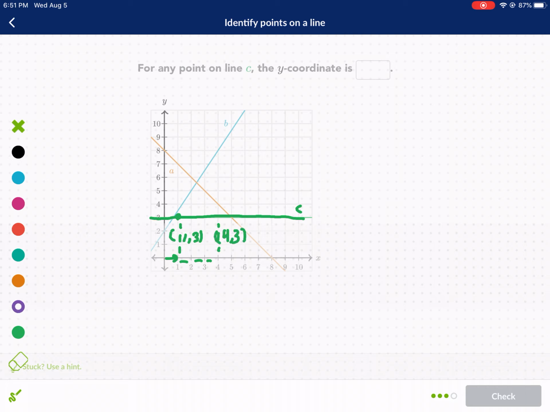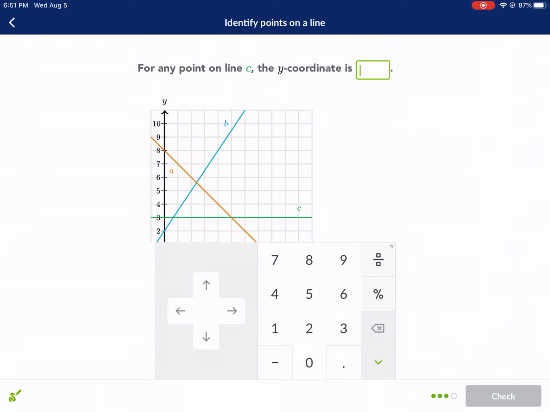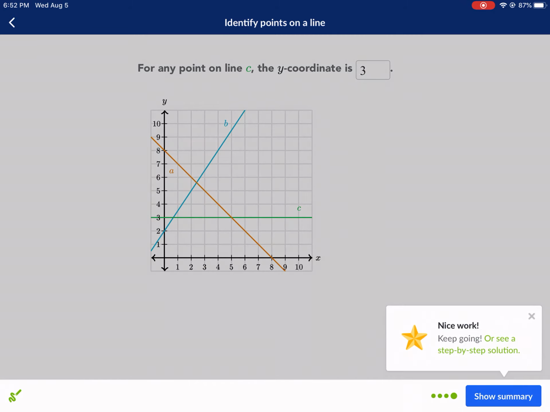Maybe purple would stand out. And if I go over 7, I go up 3. 7, 3. So it looks like the y-coordinate is always 3. So then I'm going to check my answer, and I should be good.